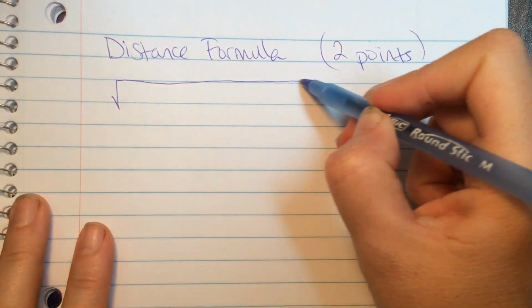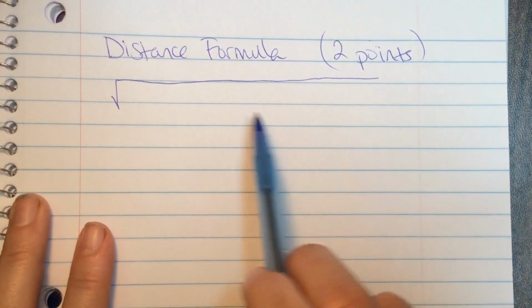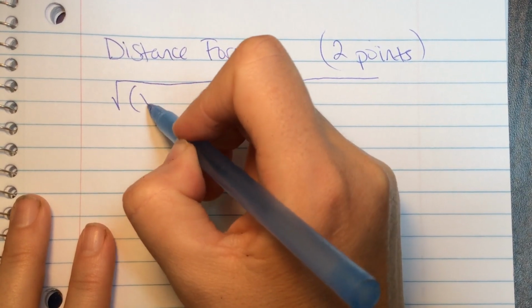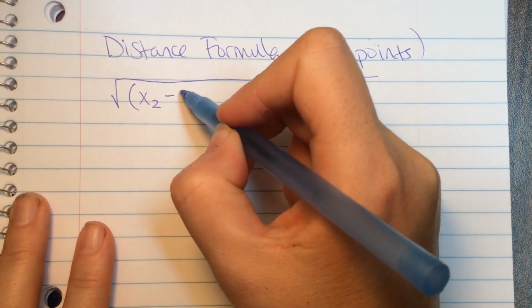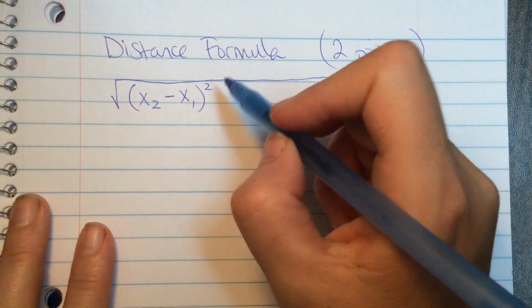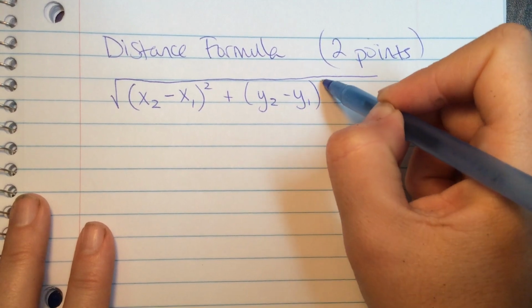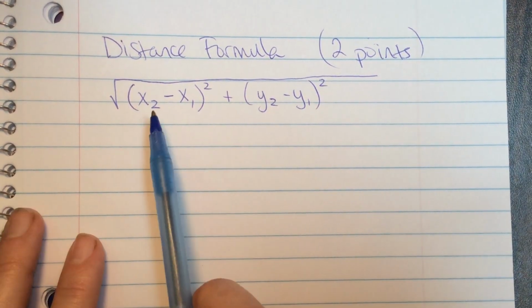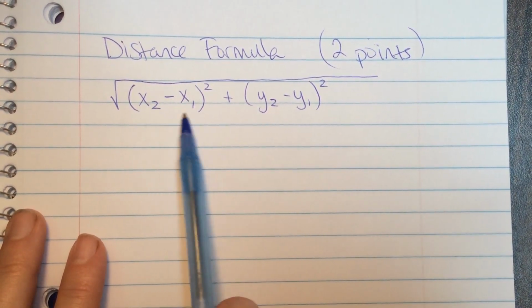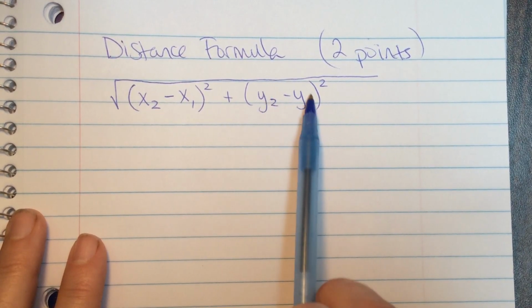So here's the formula. It's a square root of a lot of stuff happening inside. So we got x2 minus x1, and we square that. Then we have y2 minus y1, and we square that. So we do our x's, square it. Then we add the y's.